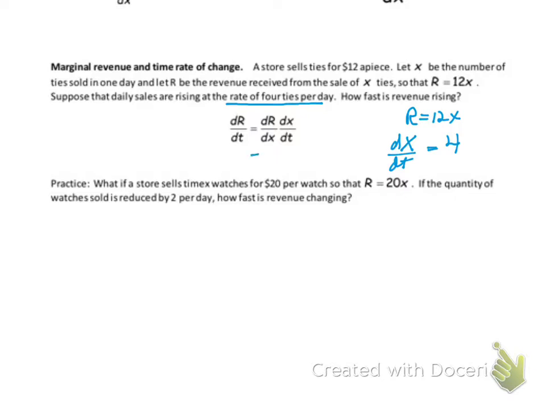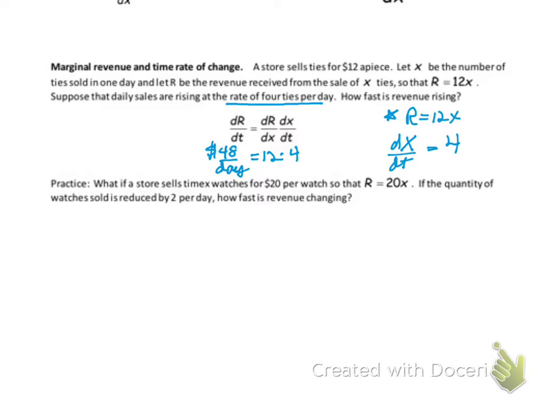Well, look what I'm going to do. What's your dr dx? Well, that's going to be 12 just looking at this function. And what is your dx dt? Well, they told us in a sentence that it's 4. So dr dt is going to be $48 per day.